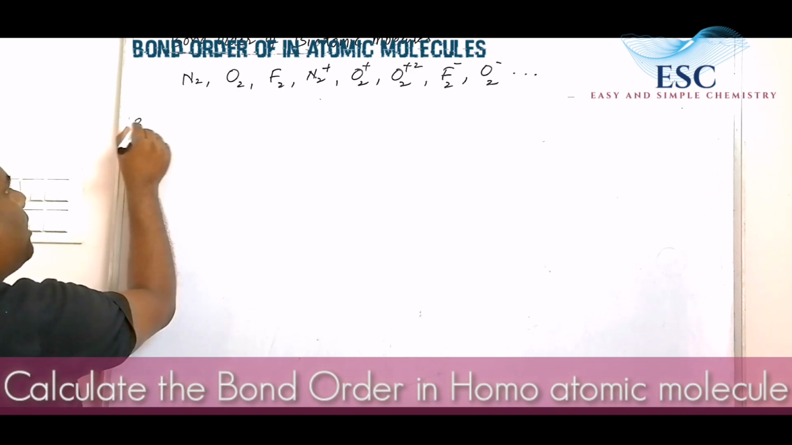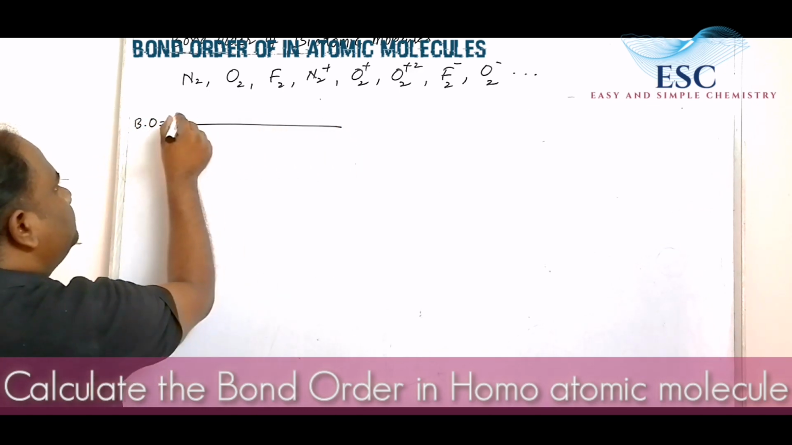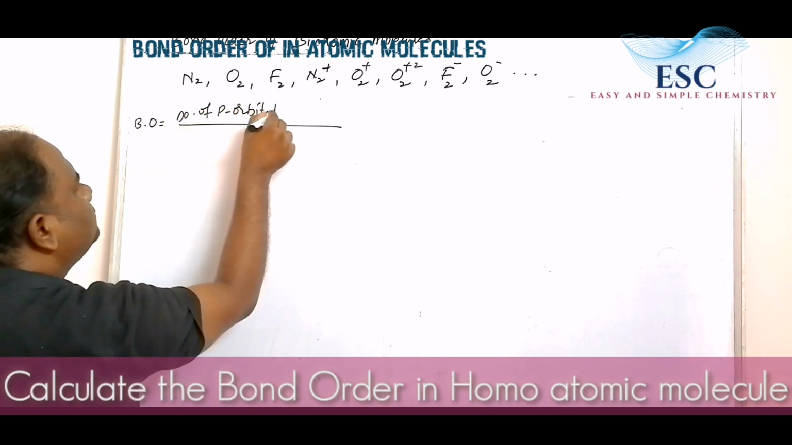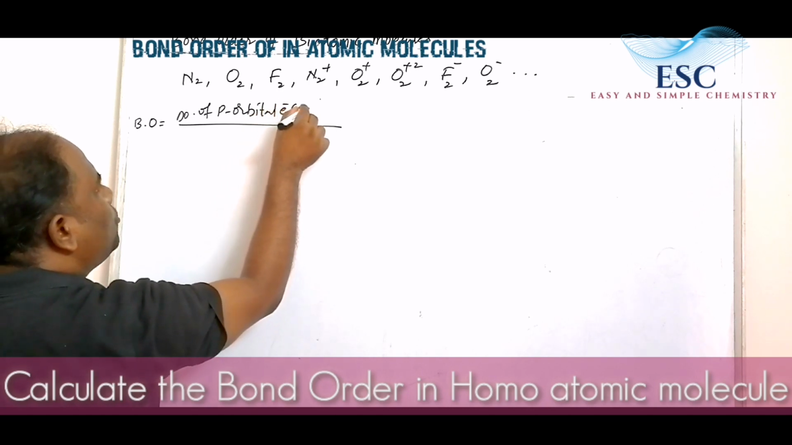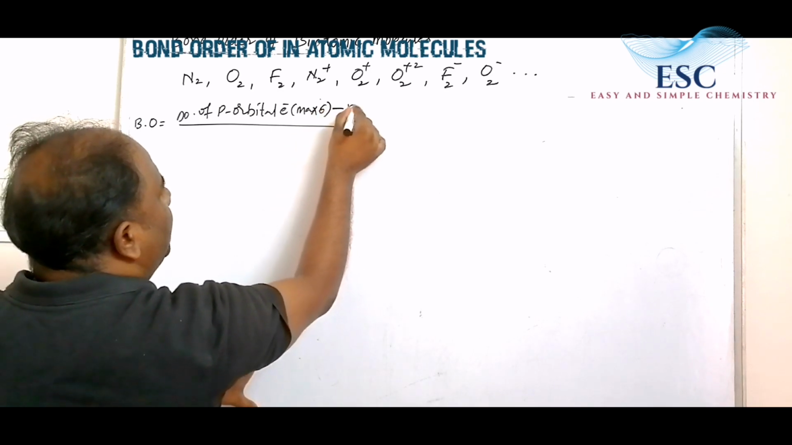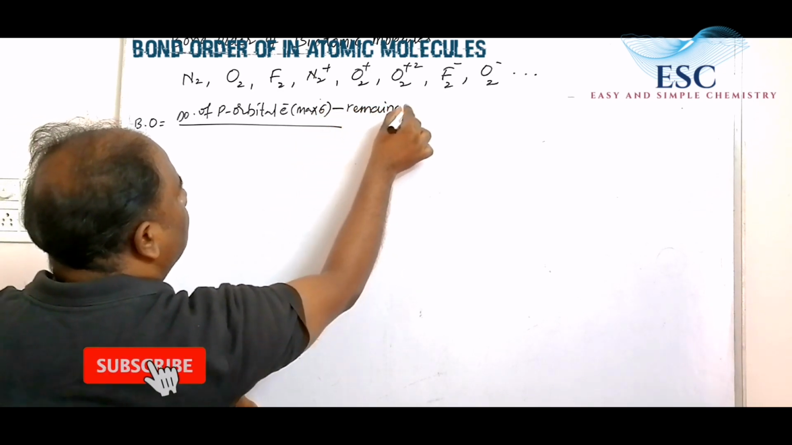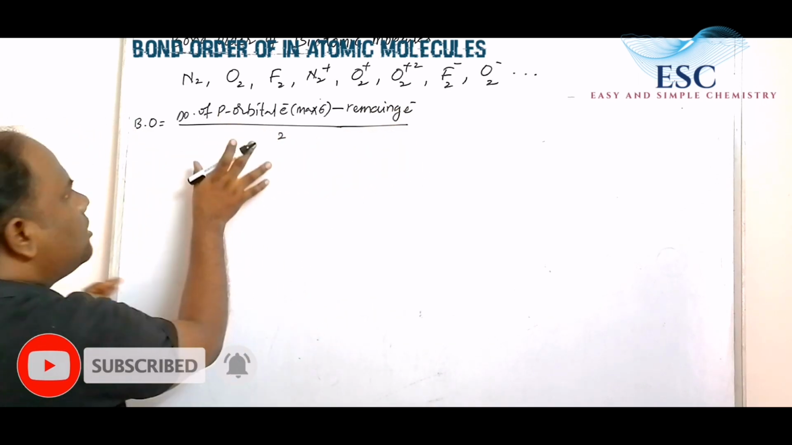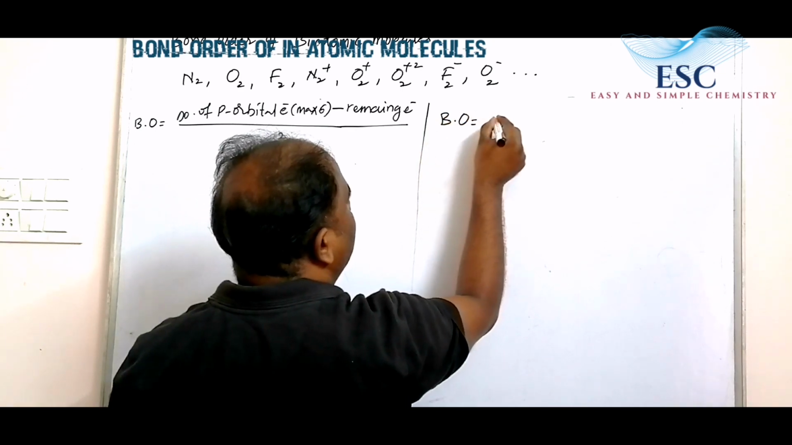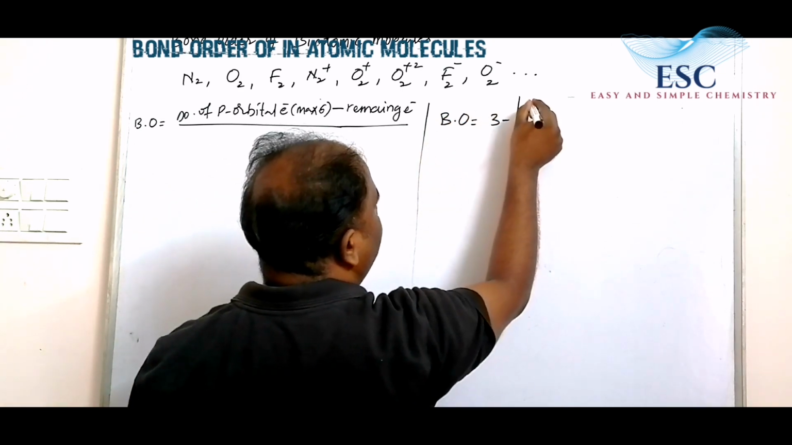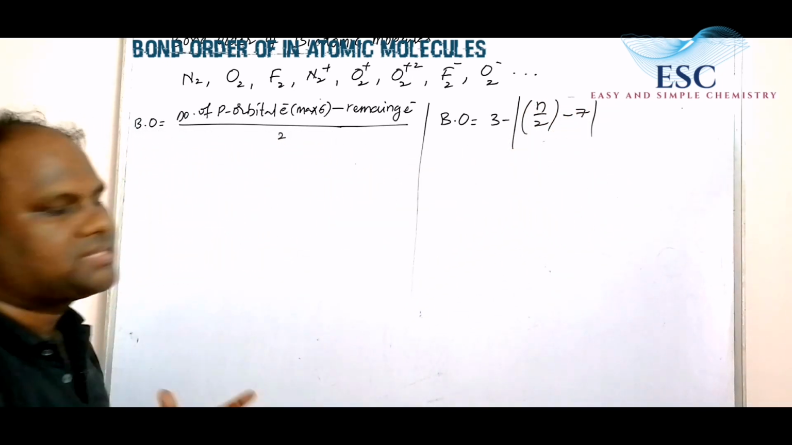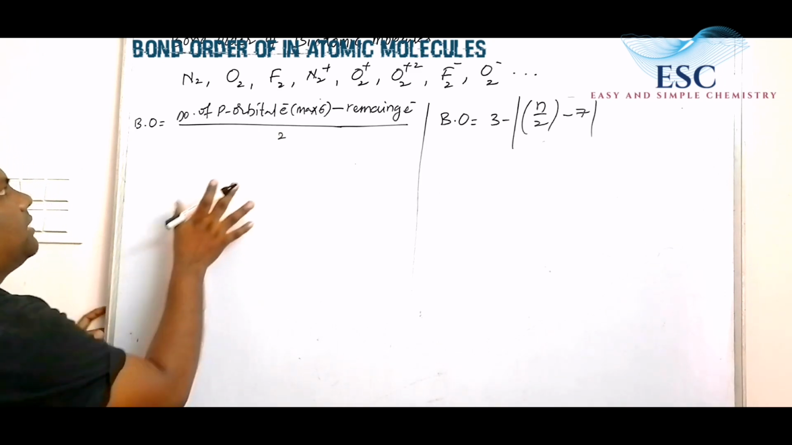First trick: bond order is equal to the number of p orbital electrons, maximum only 6 because in p orbital only 6 electrons are present, minus the remaining electrons, divided by 2. This is the first trick. Then another trick: bond order is equal to 3 minus mod of N by 2 minus 7. This is the other simple trick. So now I am going to explain this, right?